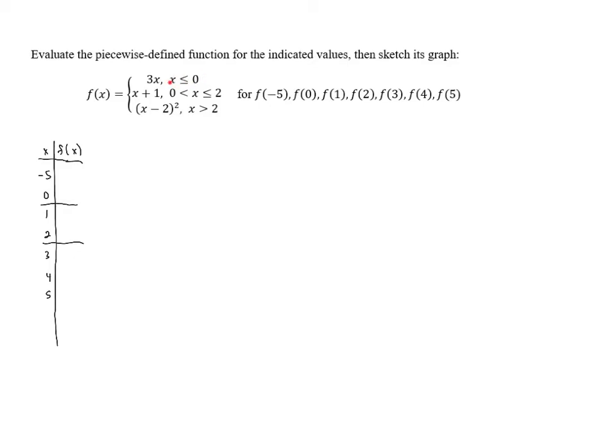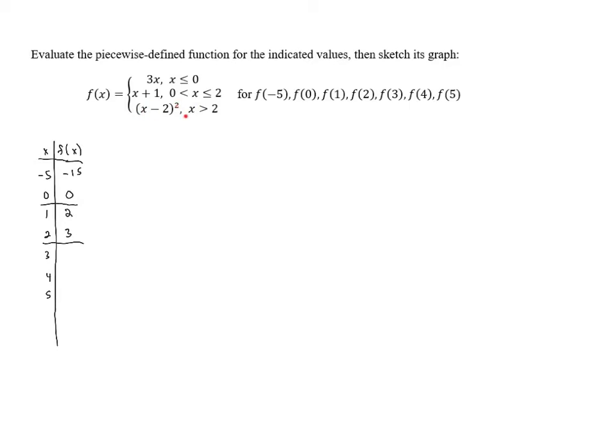For the first domain, we have f(x) equals 3x. So 3 times -5 will be -15, and 3 times 0 is 0. For the next domain, we've got x plus 1. So 1 plus 1 is 2, and then 2 plus 1 is 3.